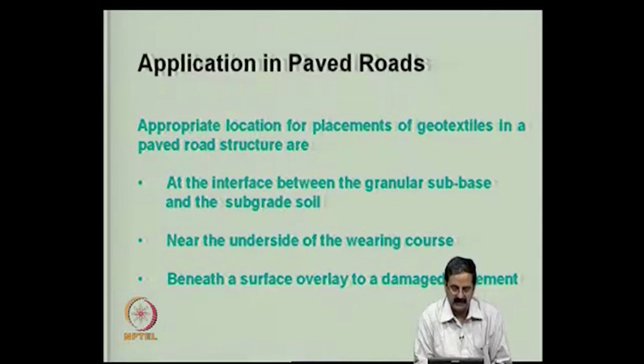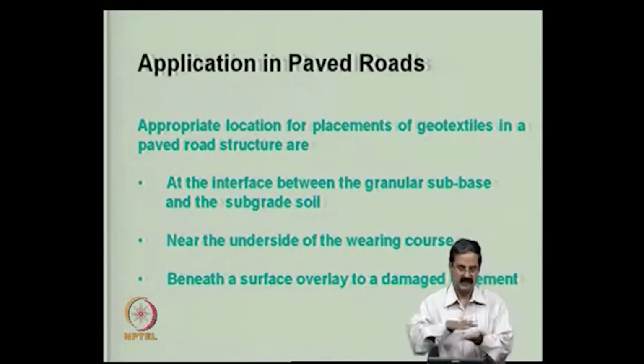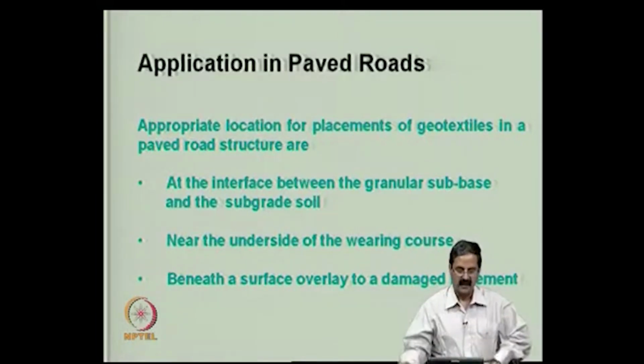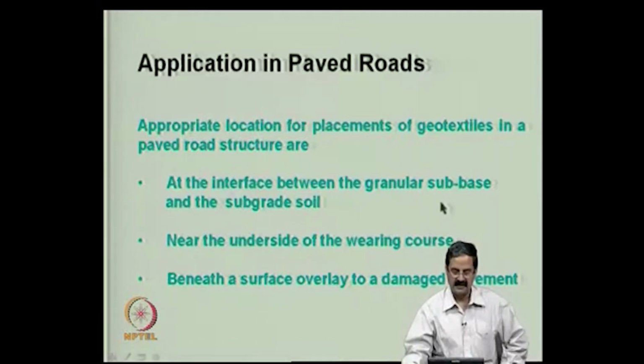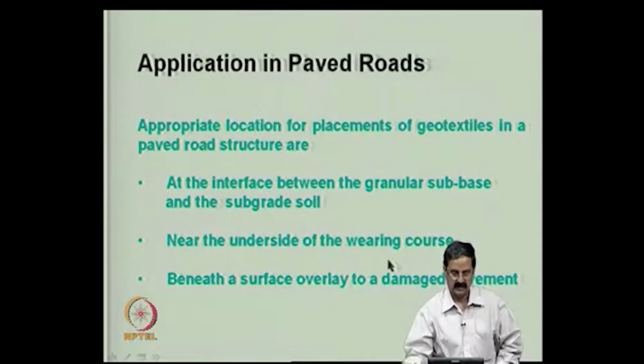in many places here also. The appropriate locations are these: you have a subgrade, then sub base, base and wearing course. So, at the interface between a granular sub base and subgrade soil, right in the beginning, first is a subgrade, next to that put a geotextile and then take a sub base. The other thing is, below the wearing course also you can keep one, beneath the surface overlay to a damaged pavement.